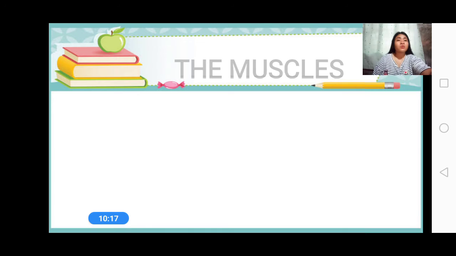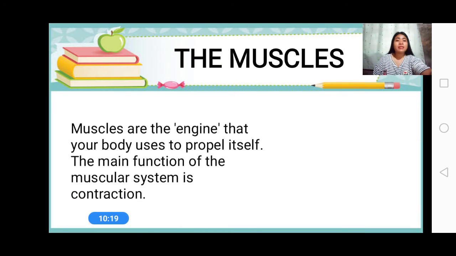And then the last one, the muscles. The muscles are the engine that your body uses to propel itself. So what are the muscles? The engine. The main function of the muscular system is contraction. Do you understand me? So those are the major organs of the body.